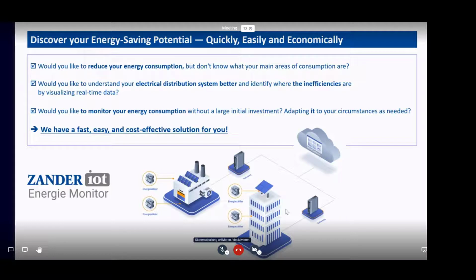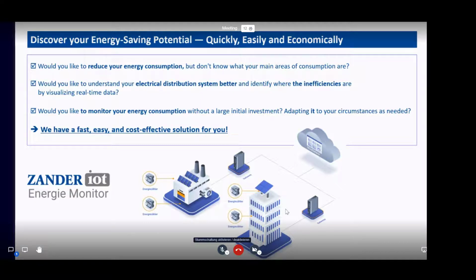And then the ZANDERiot Energie-Monitor was born. The Energie-Monitor is a package that includes hardware as well as software. The hardware is energy meters and an IPC from Siemens, which connects these energy meters to the MindSphere. And there is software, the MindSphere platform, and an application written on this platform where the user can analyze, can have transparency over the energy usage and meet the policies and requirements that I told you about before.